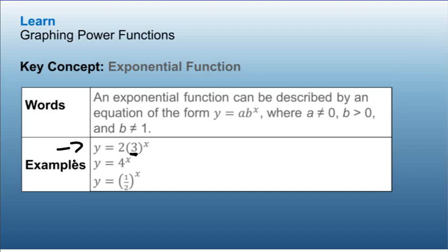Here's another example, y equals 4 raised to the x power. You'll notice that there's no a in here. Technically there is, it's just a 1, and so they're not putting it in there. And then we have another one, y equals, our base is half raised to the x power. So our base can be a fraction, it just can't be negative or equal to 1 or 0.